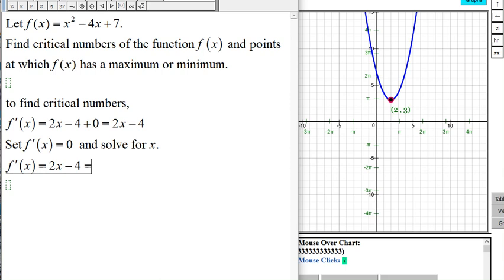And so we set this equal to 0. And right here, at 4, we get 2x is equal to 4. And then divide both sides by 2, we get x equal to 2. And this is called a critical number of f of x.